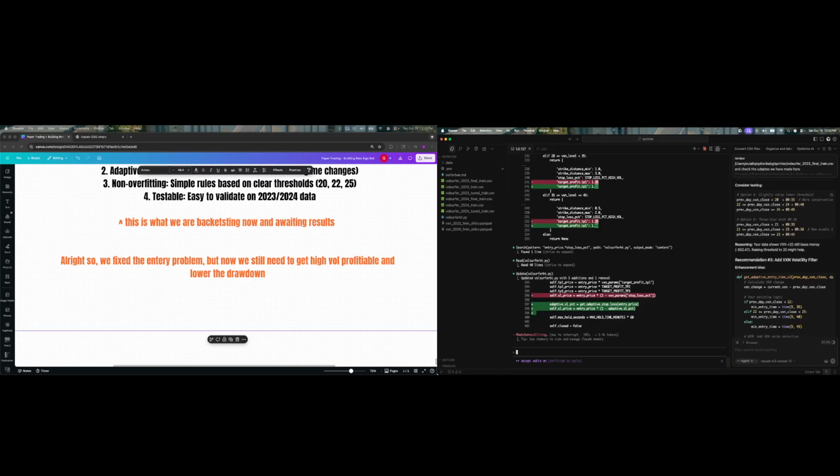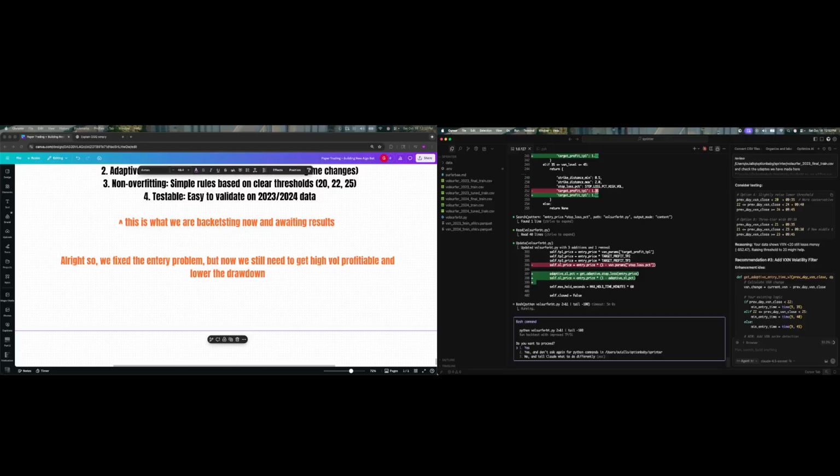Let's check something. Run my little backtest. Backtest, baby. $10.7.